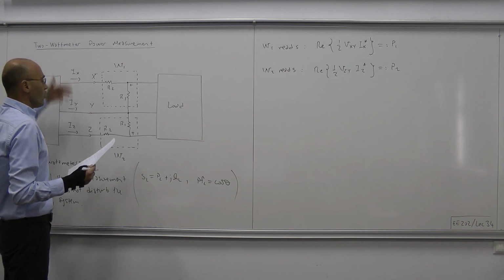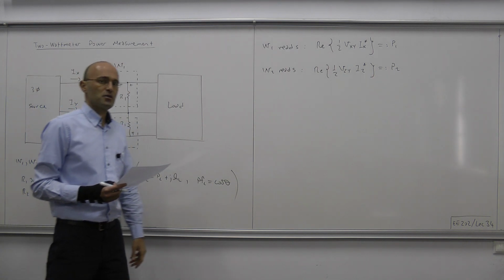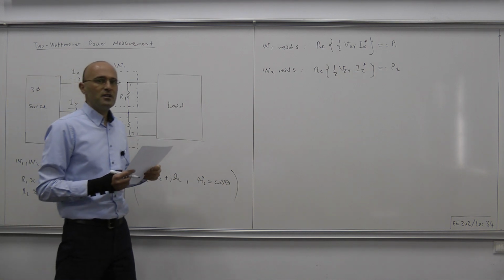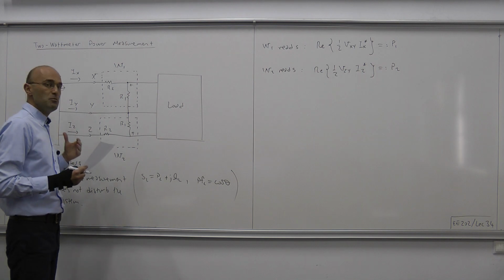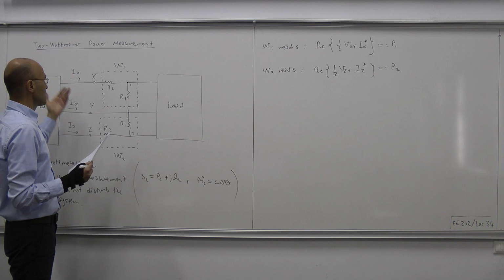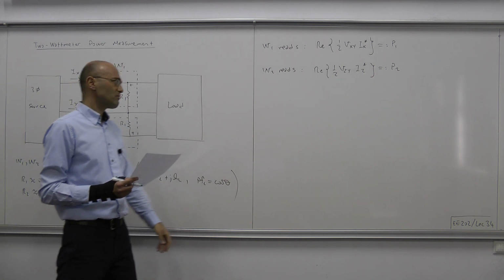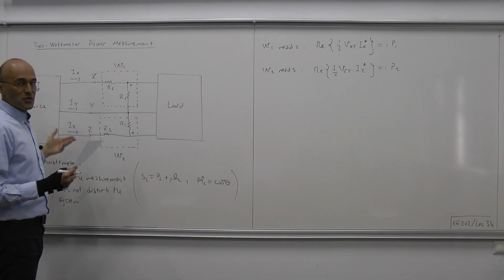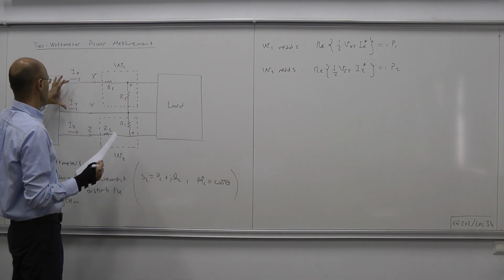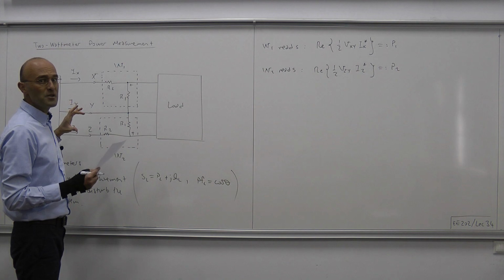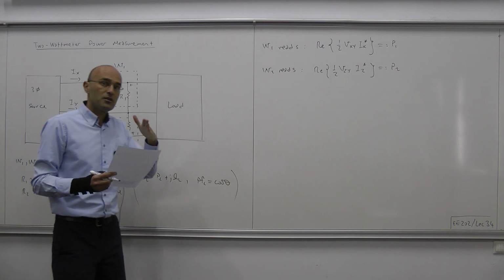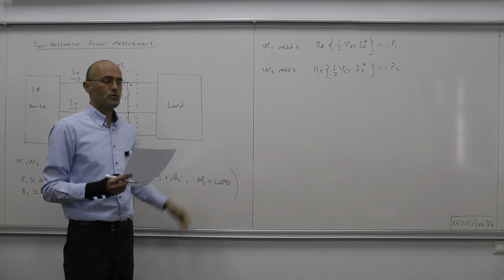And also, of course, they all have the same magnitude, so they make a balanced set. But in this case, we don't know the sequencing. We don't know which is A, which is B. So we know that the currents or the voltages make a balanced set, but we don't know the ordering. We know that they're separated by 120 degrees, but we don't know whether to go from IX to IY we go 120 degrees clockwise or counterclockwise.